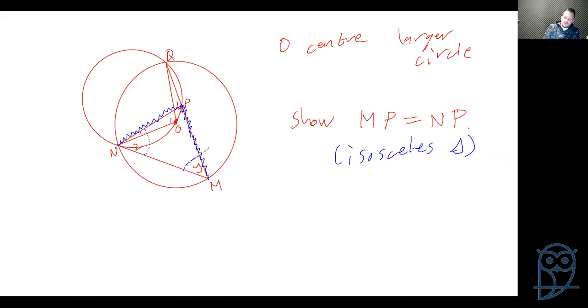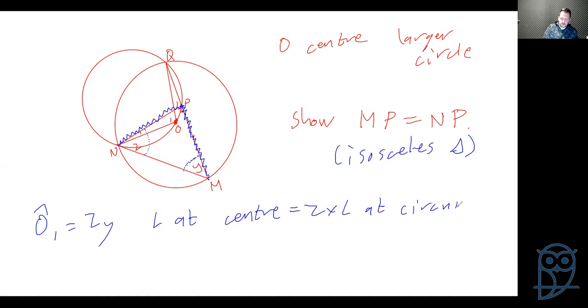So if this is Y, we can go to O1. We can see that O1 is actually 2Y, because we have a line that goes there and it subtends an angle, but also it's subtending an angle at M, which means that you can use your angle at center is 2 times angle at circumference. So therefore, this is 2y.